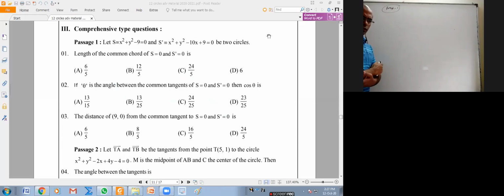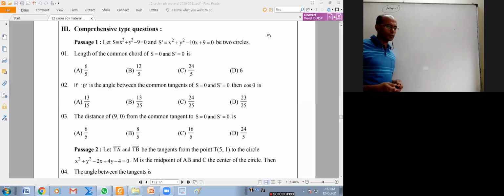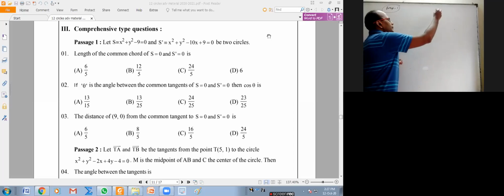Let S = 0 and S' = 0 be two circles. The length of the common chord. I don't think the passages are very difficult, just to revise the basics. For the length of the common chord of two circles, we already know how to do it. We subtract the two circles to get the line, and then, knowing circle and line, 2 root r square minus d square can be used.